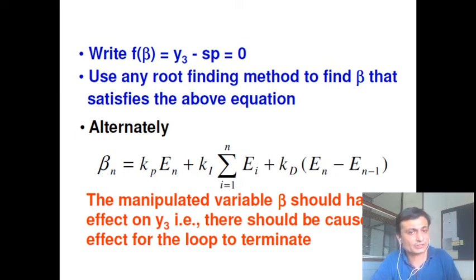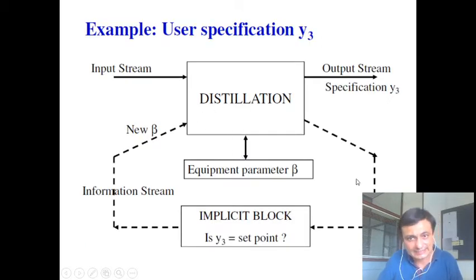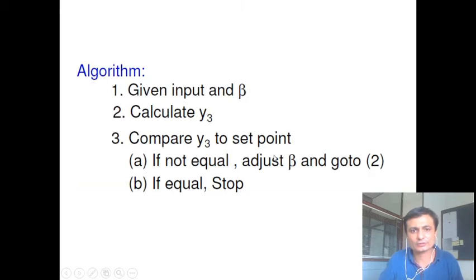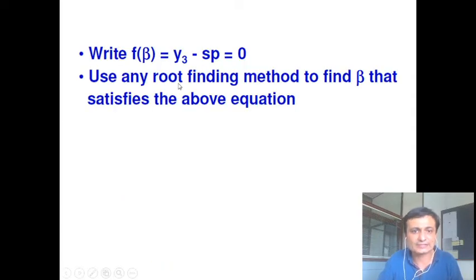This is something which we have seen in our previous video, wherein we were talking about how to handle a design specification by means of an implicit block or a control block. So there is a control block and there is a non-standard stream. So this is the algorithm to solve that, which we already discussed, and we also discussed that we can solve for beta. If the equation is simple, we can solve for beta by using the root finding method.